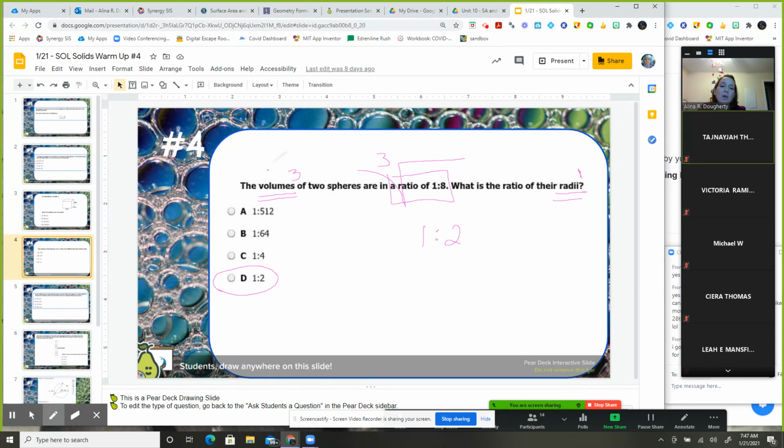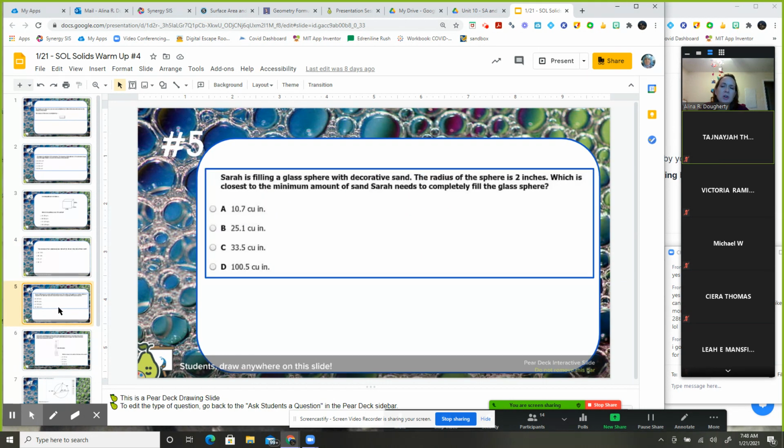You're going from volume to radii, so you have to take the cube root. If you know what you're doing, this is easy. If you don't know what you're doing, this is very difficult, right? But if you know that volume and radii get smaller, you can at least eliminate those two answer choices and have a 50-50 shot. Questions on that? I know we haven't talked about that a whole lot. Hopefully you get an easy question on that.